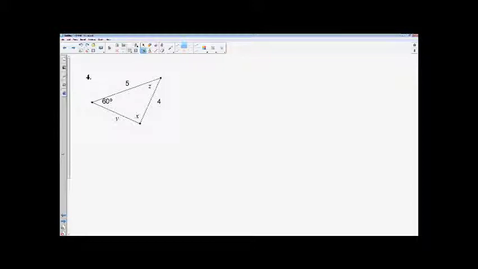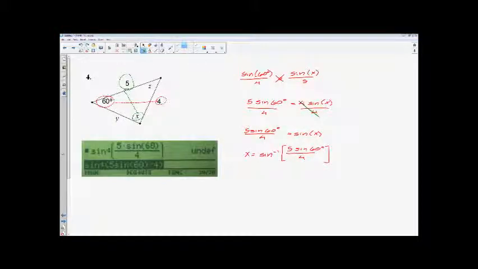So here we are, number 4. This looks kind of like the same setup as that last problem. I have 60 degrees and 4. They're opposite each other, so I like that pairing. And then the only other one I could solve for is x, so I'm going to set up sine of x over 5 and sine of 60 over 4. So setting that one up. Cross multiply, and we get, whoa, that's a whole lot of movement there.